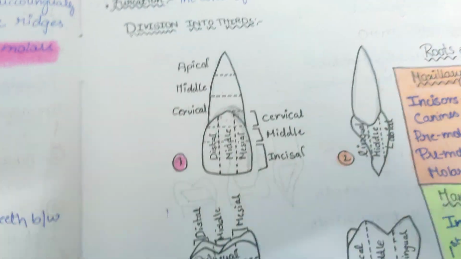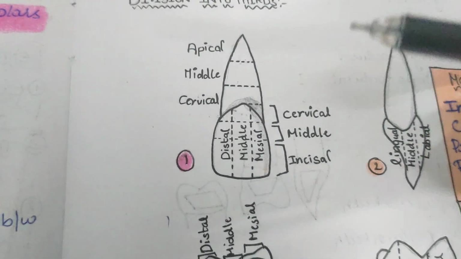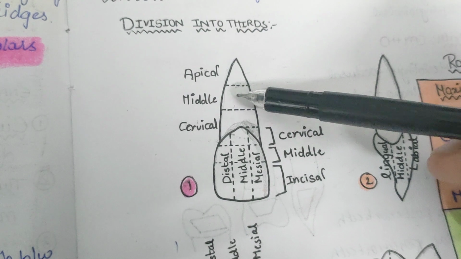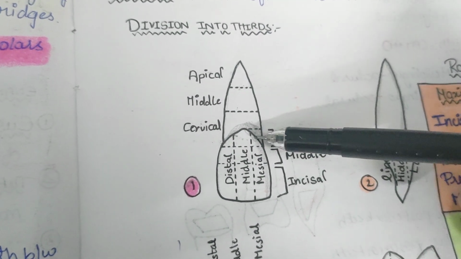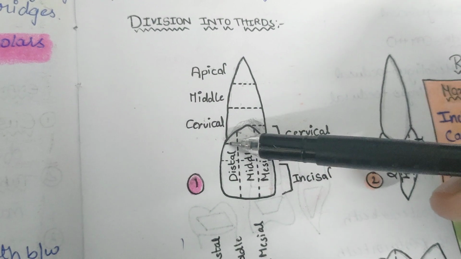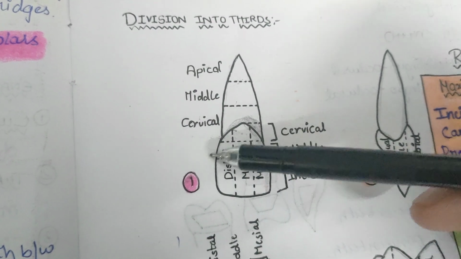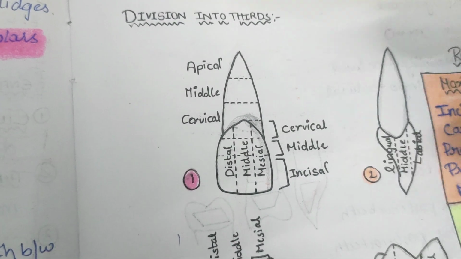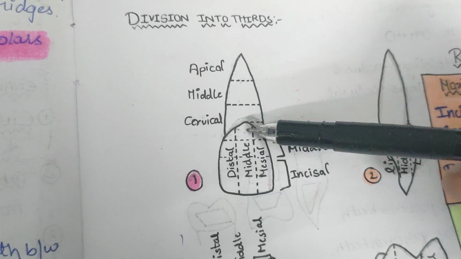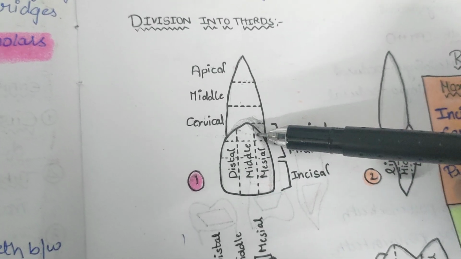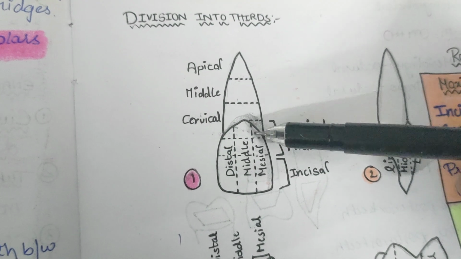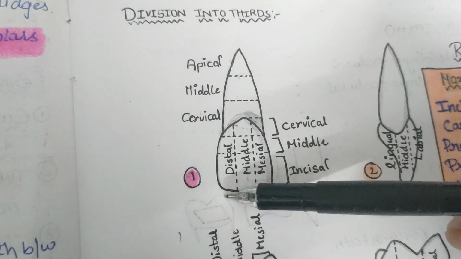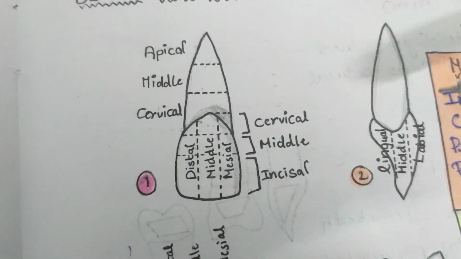Now division of teeth into thirds. The first we have incisor. Here in this incisor we divide the parts. The root is divided into apical, middle, and cervical, and again in this tooth we divide it into the distal part, which is away from the midline, then middle, and mesial part, which is near to the midline. Now from top to bottom it is divided as cervical, because it is near the cervical line or CEJ, then middle, then incisal. Incisal is a chewing surface.